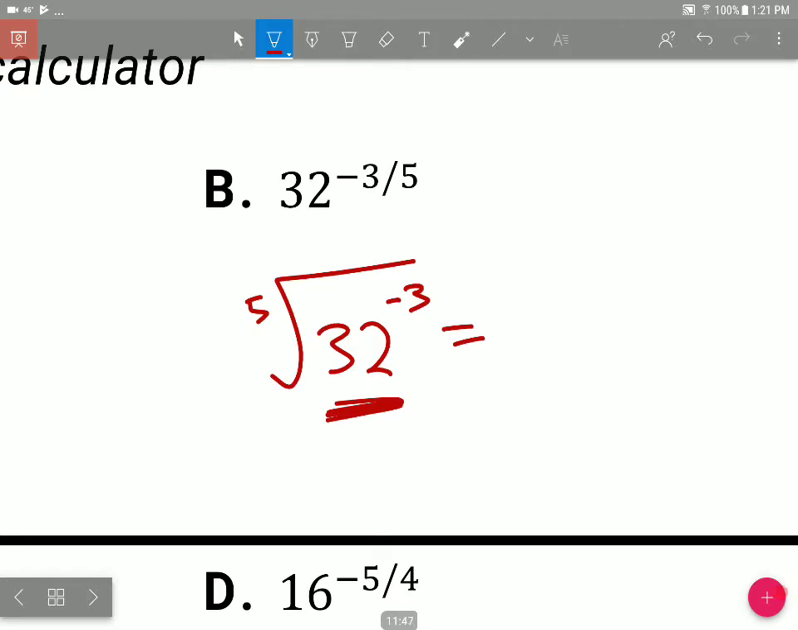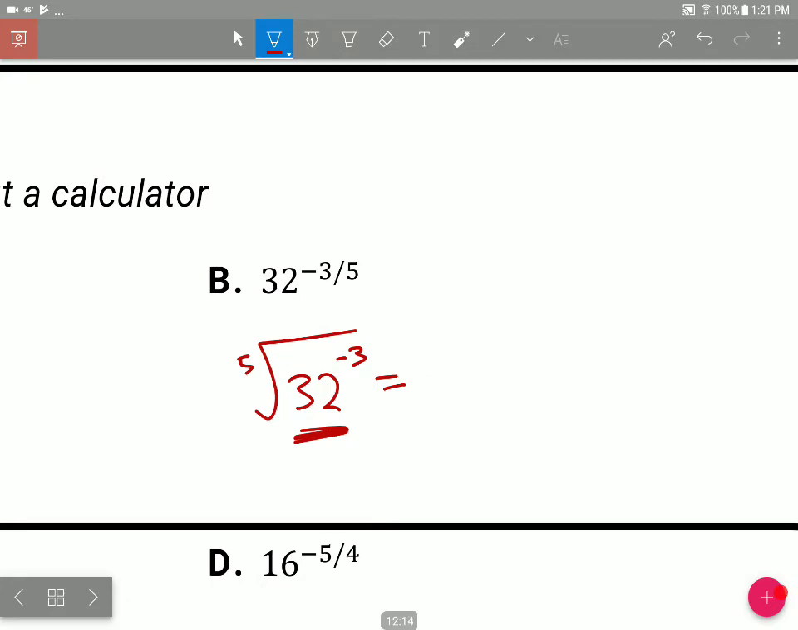3 times 3 is? 9. 9 times 3 is? 27. We got 2 more to go and we're already at 27. So do we think it's 3? No, it's not 3. I'm not trying to rag on you at all. I'm just trying to show a point. It's 2. Because 2 times 2 is? 4. 4 times 2 is? 8. 8 times 2 is? 16. 16 times 2 is? 32. Honestly, you should probably start learning your powers of 2.